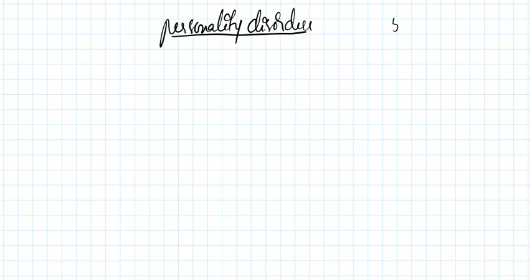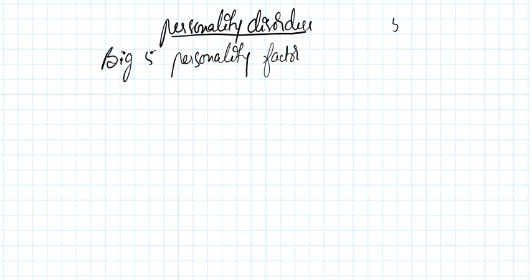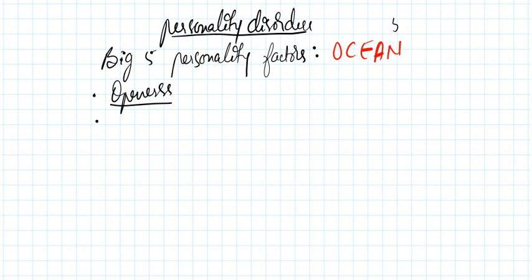Before talking about personality disorder, we should first look into the Big 5 personality factors. There are 5 big personality factors that we should get into. You can simply remember them with the mnemonic OCEAN. The first personality factor is openness. The second one is conscientiousness.